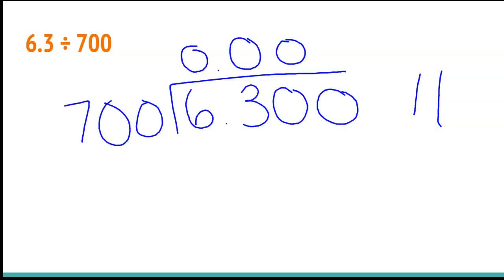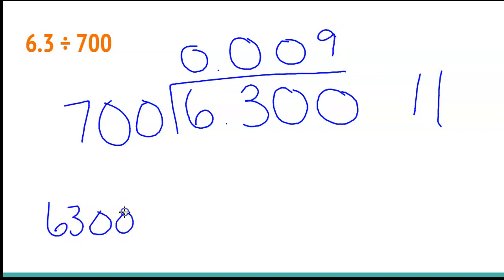All right, so hopefully your standard algorithm looks something like this. I can't divide 6 ones into 700 groups. I can't divide 63 tenths into 700 groups and get an integer. I can't divide 630 hundredths into 700 groups and get an integer. So I'm having to go into the thousandths place. 630 thousandths divided by 700, well, that's going to be 9 again.